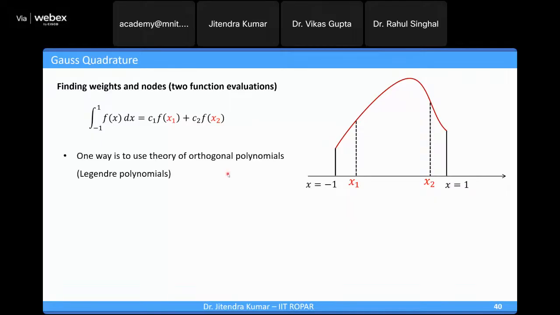Well, one way is to use the theory of orthogonal polynomials, Legendre polynomials. There is a whole theory behind this, the Gauss quadrature. And again, it's not possible to explain the whole idea.